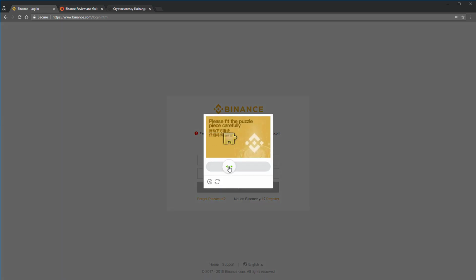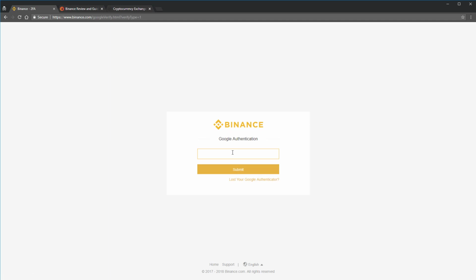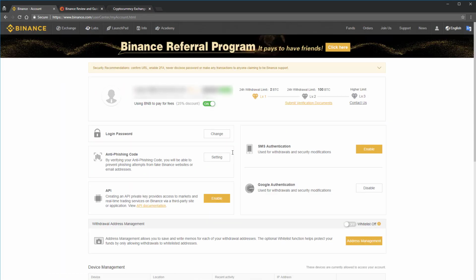You may need to complete a puzzle to verify that you're a human. And I have Google Authenticator set up as 2-factor verification. I highly recommend setting this up. It drastically improves the security of your account. You can find this within your account settings on the Binance exchange once logged in. Let me just find my passcode here. And there's no issue with me sharing that with you because it changes every 60 seconds. It's not like a normal password.